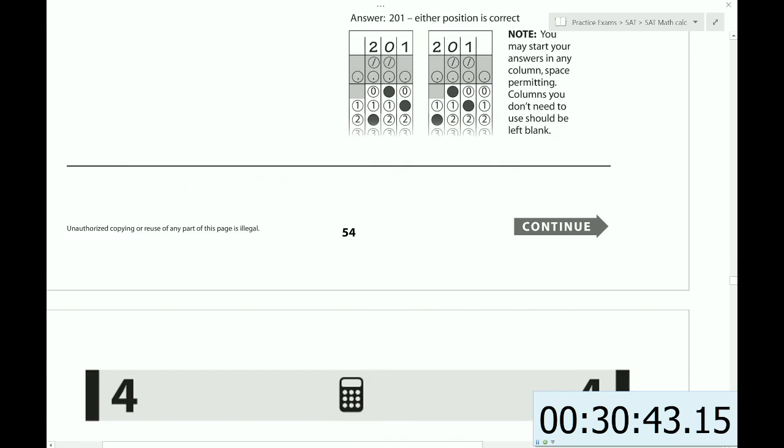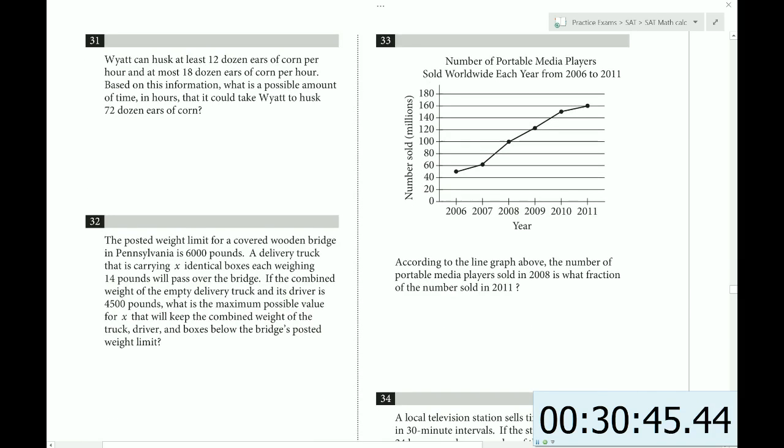And we're on to the grid-ins. Wyatt can husk at least 12 dozen ears of corn per hour, and at most 18 dozen ears of corn per hour. Based on this information, what is the possible amount of time it takes for him to do 72? So he's somewhere between 12 and 18 per hour.